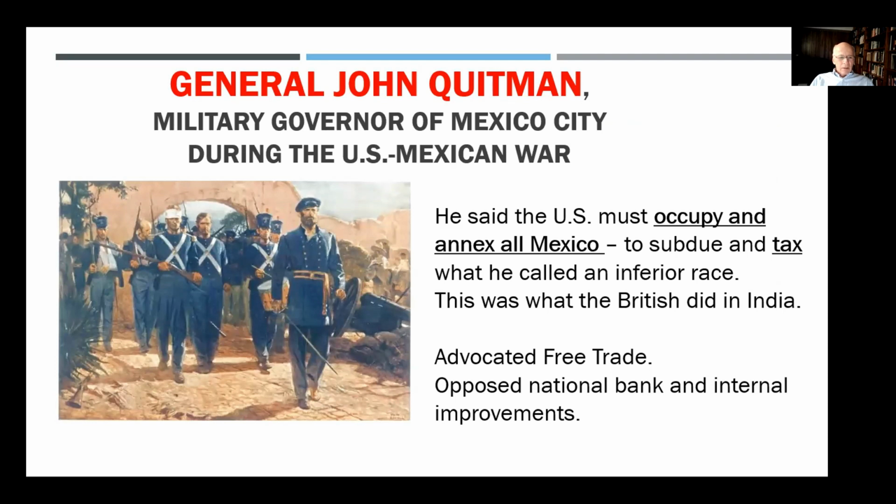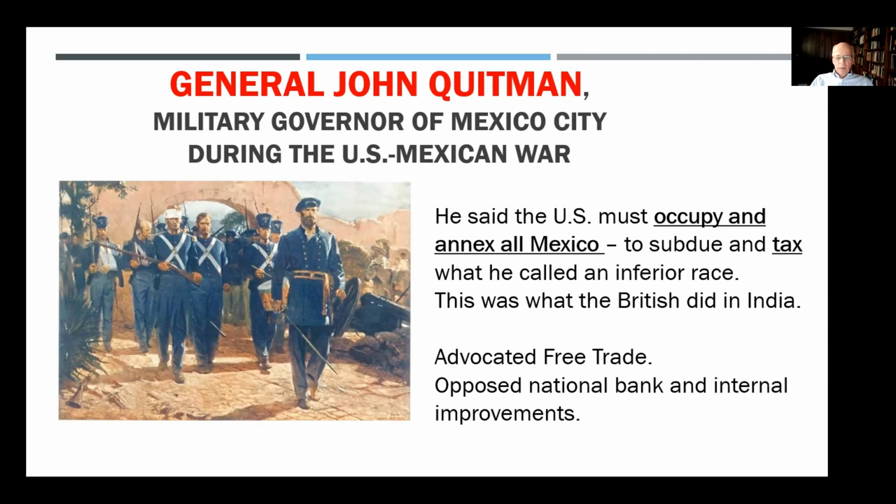In Mexico, going as one of the American generals, he was a volunteer, but he rose to being a general. John Quitman. He was appointed by Winfield Scott to be military governor of Mexico City, and he ruled from the palace of the Aztecs, and he reveled in it. He asked the president to occupy and annex Mexico to the United States.